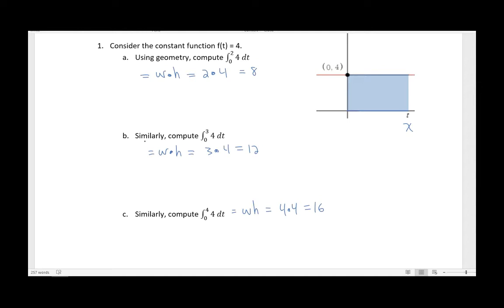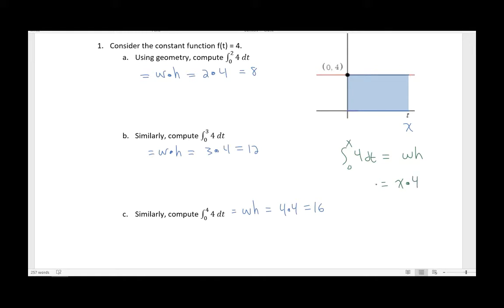Let me write it in green. So if I'm going the integral from 0 to x, I'm looking at width times height. So what is the width of my rectangle? Well, it is this length for the number x. So that is the width of my rectangle. And then what's the height of my rectangle? Well, for this particular equation, that is going to be 4.